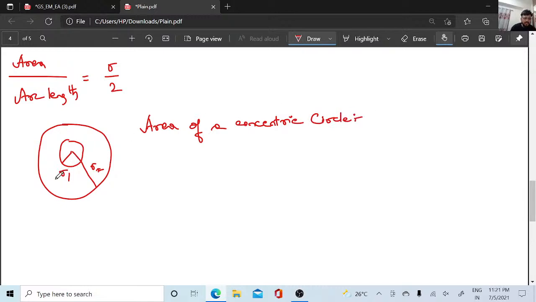What is the area of a concentric circle? When I subtract the small circle from the big one, that is what gives me the area. So this will be equal to pi r2 square minus pi r1 square, where r2 is the greater radius. If I keep pi common, this goes to be r2 square minus r1 square.